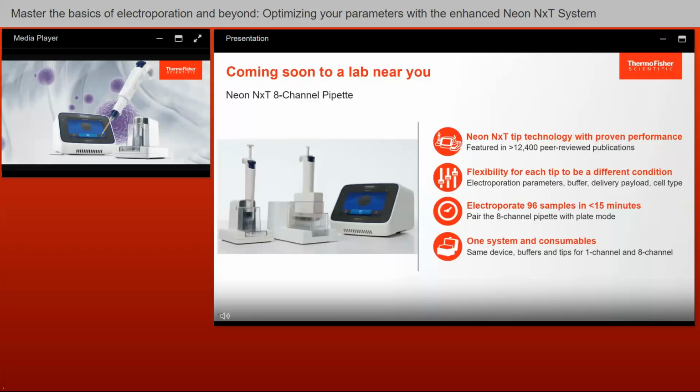With the 8-channel pipette, you also can electroporate 96 samples in less than 15 minutes with the plate mode function. And then, as it says, one system, right? So it is one system and one set of consumables for the entire instrument. So there's no need for an additional device. It is all in one at this point.